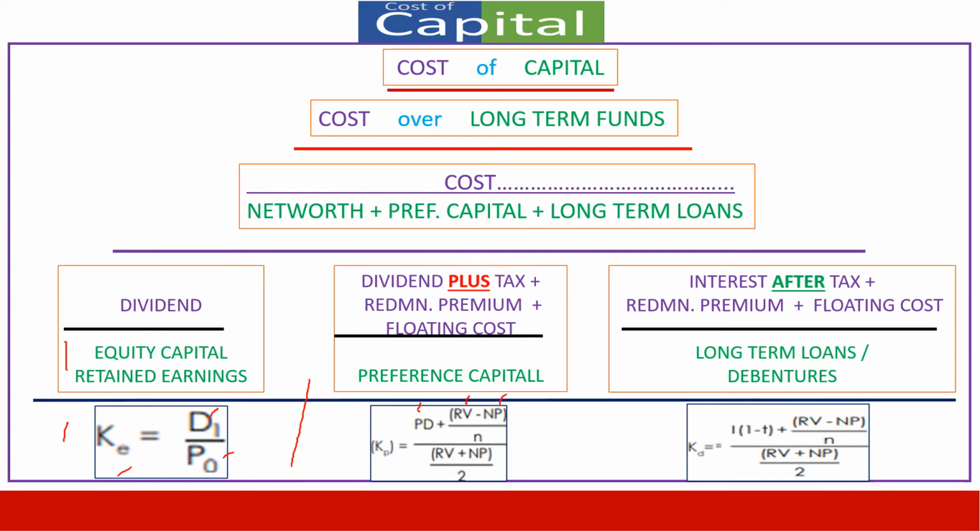redemption value minus net proceeds realized divided by duration or life of the instrument. These two will be added. It will be divided by redemption value plus net proceeds divided by 2. This is the average funds received, that is, the amount of preference capital received on an average. Third, when it comes to term loans and debentures, it will be interest post-tax, that is, interest times 1 minus tax. Then, with the same terminology, redemption value minus net proceeds of issue divided by life of the instrument. Adding these two in the numerator, the denominator will be redemption value plus net proceeds divided by 2, which forms the average capital involved, or average long-term loans and debentures.